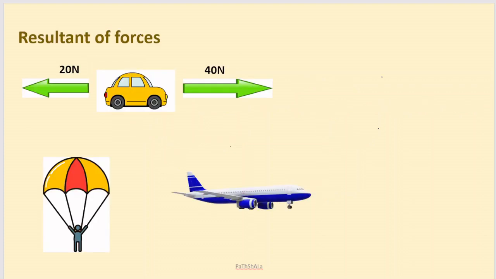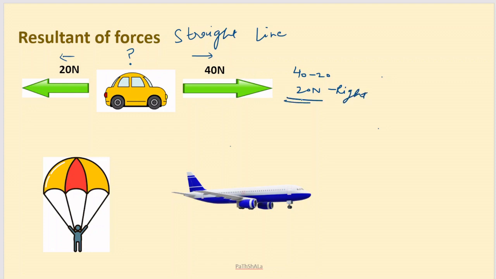Now talking about the resultant of forces, we will only talk about the forces which are acting in a straight line. I have a car, two forces are acting on it, 20 Newtons towards the left, 40 Newtons towards the right. What is the resultant force on the car? Because these two forces are acting in opposite directions, I will subtract them. 40 minus 20 gives me 20 Newtons towards the right. Why right? Because more force was towards the right. So this is my net force or my resultant force.